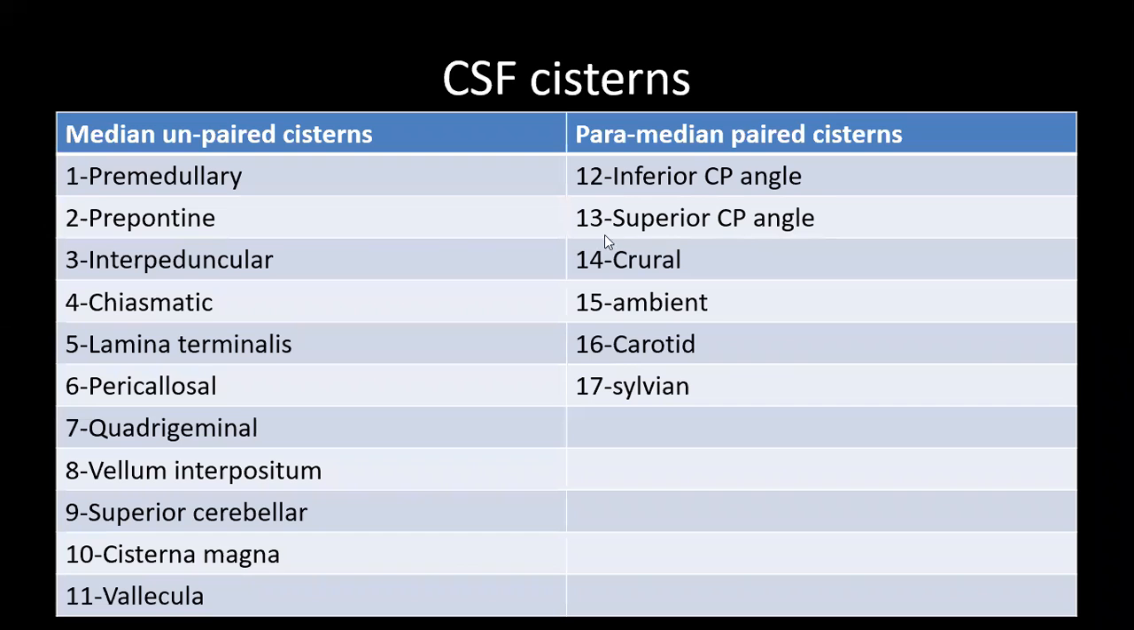These are the CSF systems, median unpaired systems. Every system in the midline is a single or paramedian pair system. These are double systems, one on the right and the other on the left.